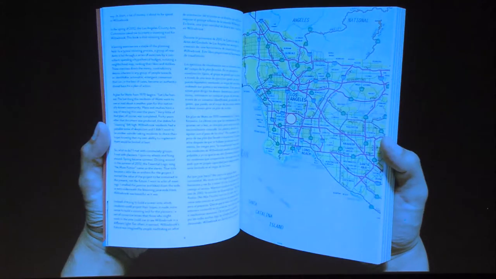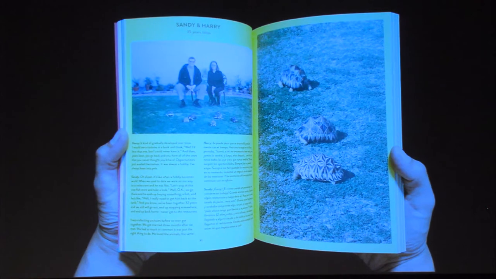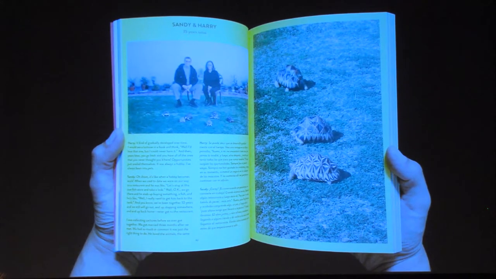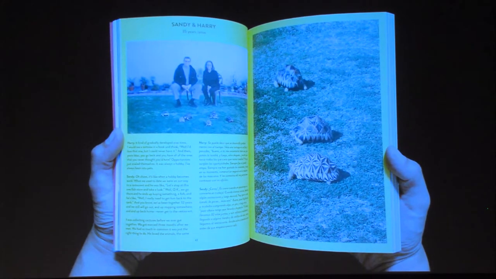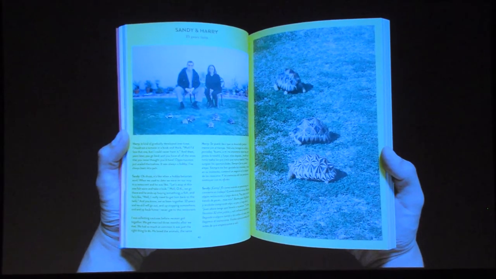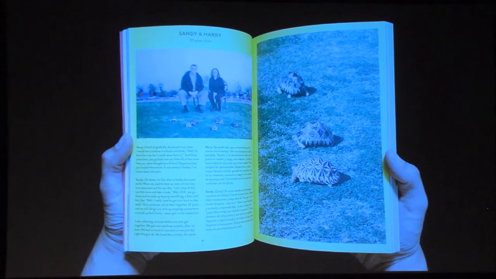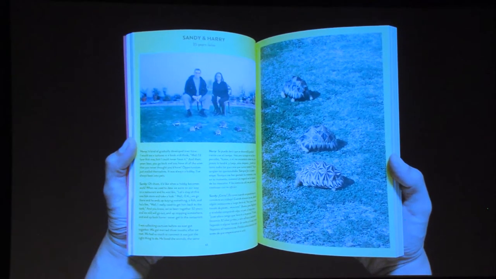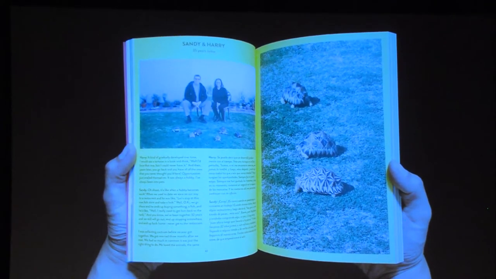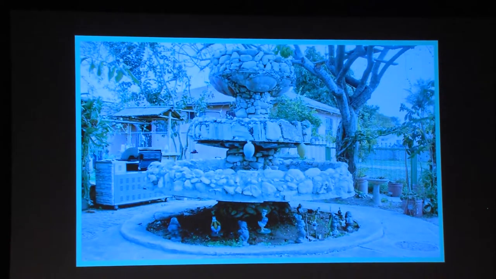And what I found was really, really wonderful. So, things like this: this is a couple. The man had this amazing exotic turtle collection. The woman had this amazing exotic cactus collection. They found each other, they got married, and they had this amazing backyard filled with turtles and cactuses. This is a fountain that a self-taught stonemason built out of rubble from the construction of the 105 freeway.